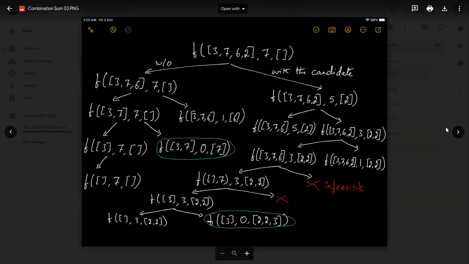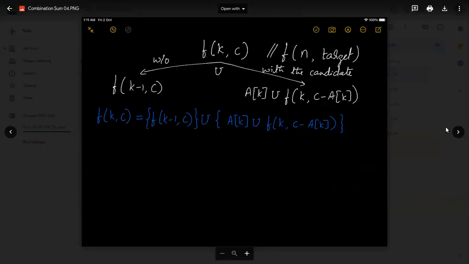So this is an example, but how do we generalize this? How do we get a recurrence out of this? It is by something like this. We want to solve for, say, n elements, which are n candidates, and a given target. So I'm going to generalize that function f to f of k comma c.